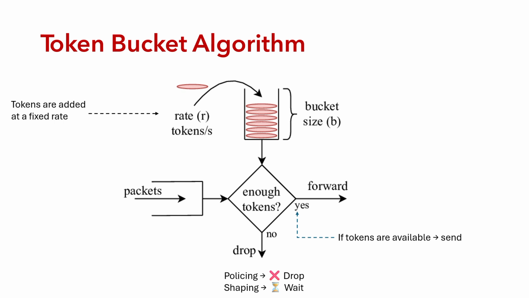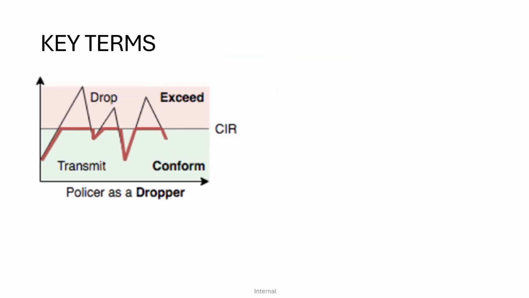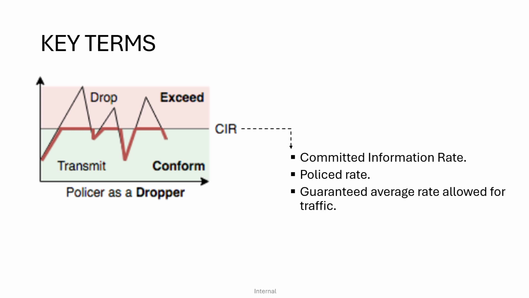Now here is where things get interesting. To truly understand policing and shaping, you need to understand the parameters that control them, because in a real network, these values define how traffic is actually handled. Let's break them down, starting with CIR, also known as Committed Information Rate. This is the policed rate, and this is the guaranteed average rate allowed for traffic.